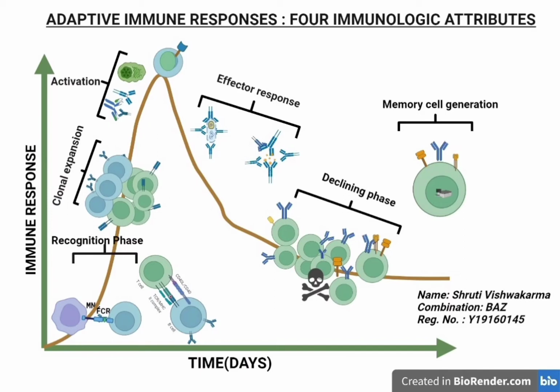There are two types of adoptive responses: the cell mediated immune response, which is carried out by T cells, and the humoral response, which is controlled by activated B cells and antibodies. Adoptive immunity shows four characteristic features: antigenic specificity, immunologic memory, self and non-self recognition, and diversity.